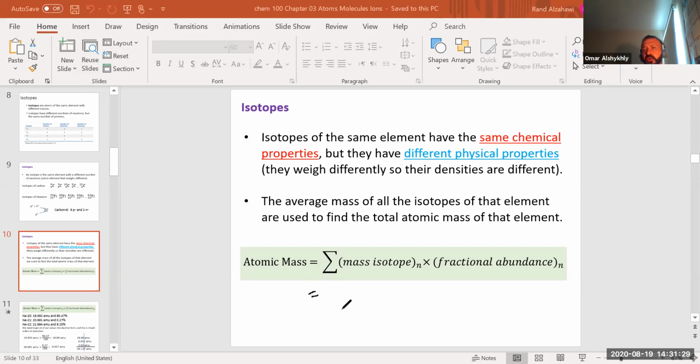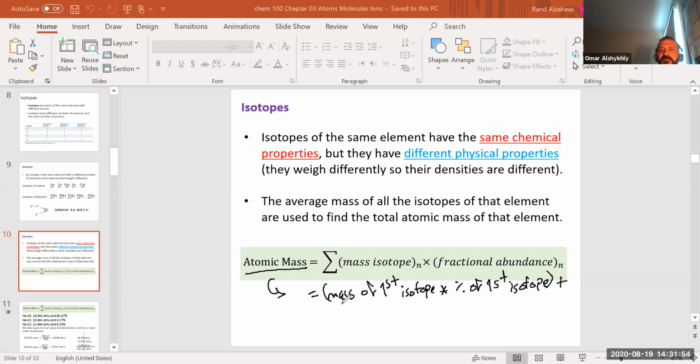Let's say, for example, we have 2 isotopes. So the average atomic weight, or atomic mass, we'll calculate this way. The mass of the first isotope times the percentage of the first isotope. Now, plus, we said we have 2, plus the mass of the second isotope times the percentage of the second isotope.